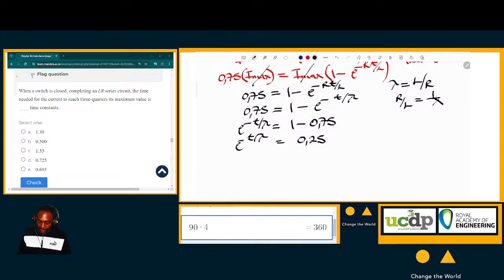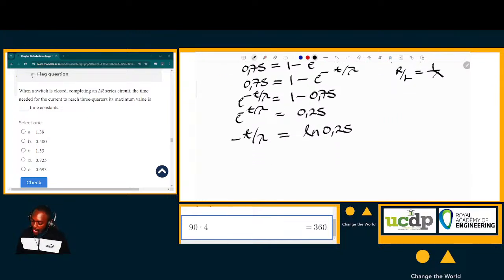Then after that, what do we do? We can remove the exponential. We remove the exponential by introducing ln on both sides. I hope your maths is good. It will give us ln 0.25.